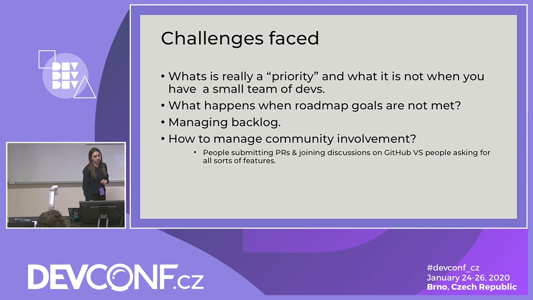Some of the challenges we faced were deciding what is a priority and what is not. In a small team of developers, there is not much room for setting very high goals. So we had to be realistic about what we can actually achieve, and what to expect from the community. What happens when the roadmap goals are not met? Managing the backlog, how to manage the community involvement. We had people submitting very useful PRs and people who would just ask for features they dreamed about.